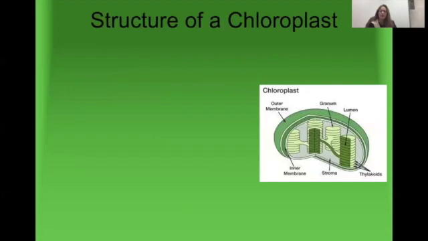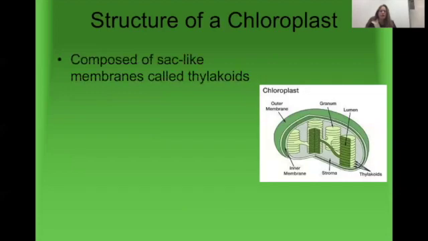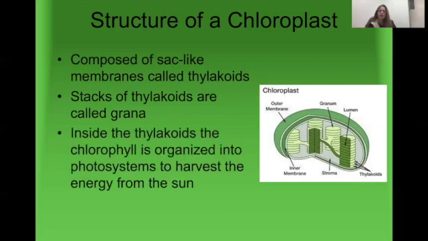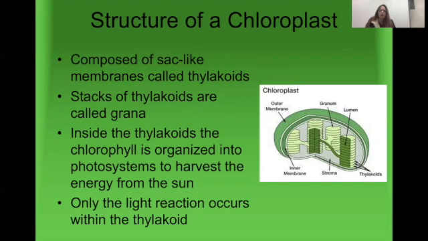The chloroplast is the organelle that's going to do the photosynthesis for us. It's sac-like, it has a membrane. It's one of the things that defines it as a eukaryotic cell, is this sac that has its own membrane and then has membranes even inside it. These membranes are called thylakoids. The stacks of thylakoids are called grana, and inside the thylakoids is chlorophyll, and it's organized into two photosystems, photosystem 1 and photosystem 2. And just to mess with you, these were named in order of discovery, not in order of use. Only the light-dependent reaction occurs within the thylakoid.